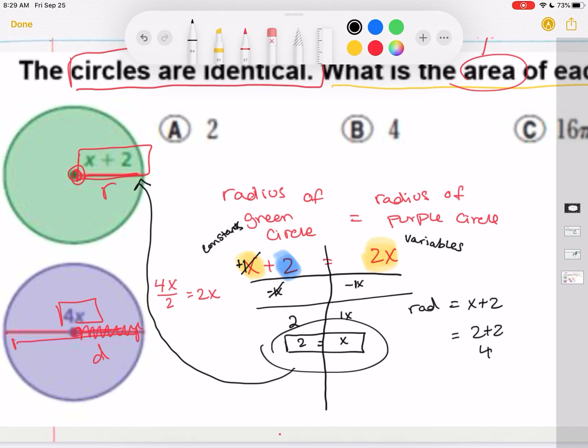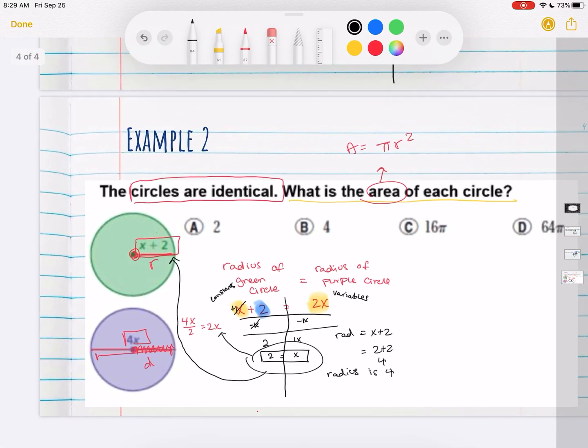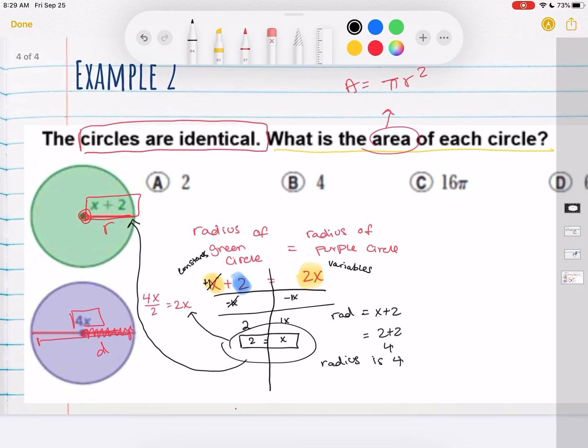And again, what would happen if you plugged x into this other radius formula? You would get the same thing, right? 2 times 2 is 4. So we know our radius is 4. And did that answer our question? Wait, our question is, what is the area of the circle?